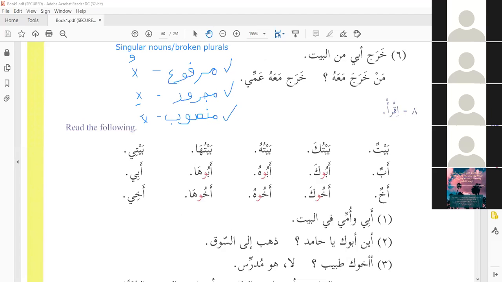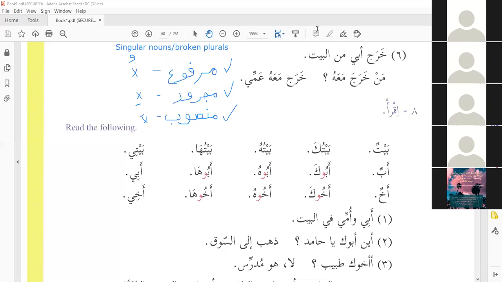And there are 2 broad categories of plural nouns: sound plurals and broken plurals. Broken plurals are simply those plurals that apply to objects, and sound plurals apply to people. But we'll see that later. This covers most of your nouns, singular nouns and broken plurals.